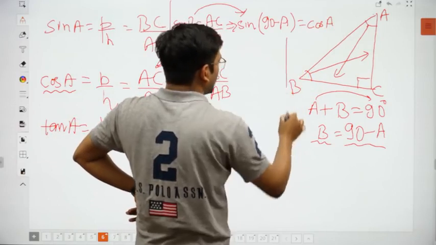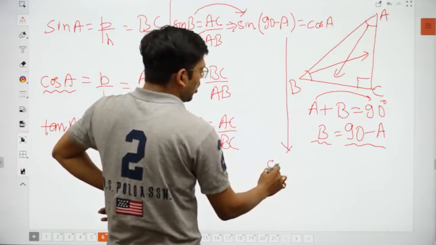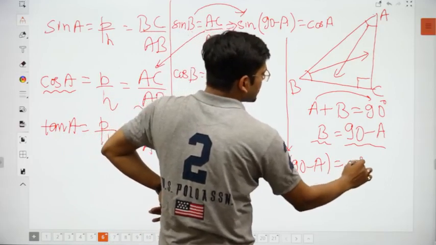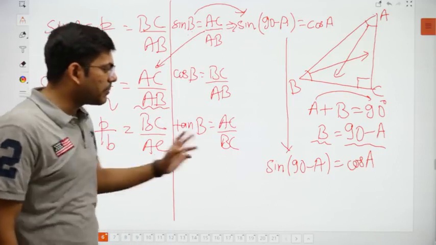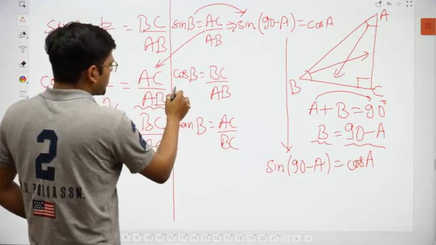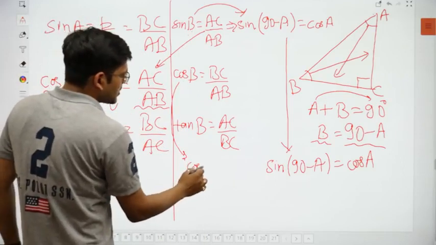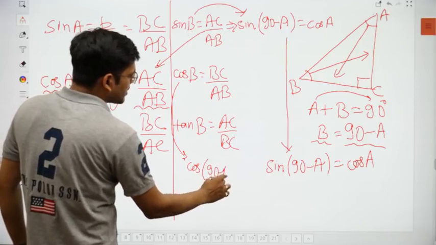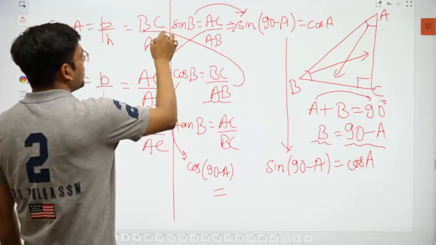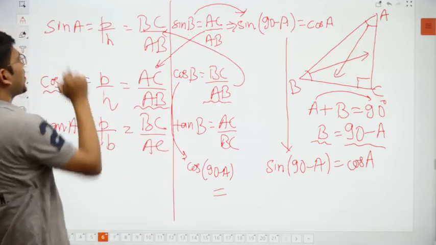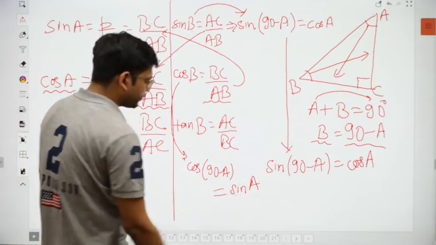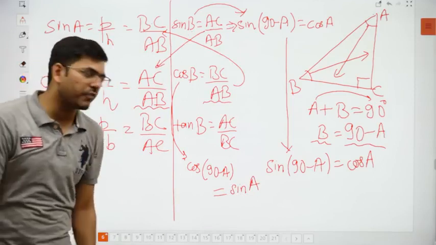So what I got from this is that sin of 90 minus A is equal to cos A. Sin of 90 minus angle is equal to cos of angle. Similarly, for cos B, for B I can write again 90 minus A, is equal to, now pay attention, BC upon AB, see BC upon AB is here. So BC upon AB can be written as sin A. So this cos 90 minus A can be written as sin A. I guess you would have got it very correctly.